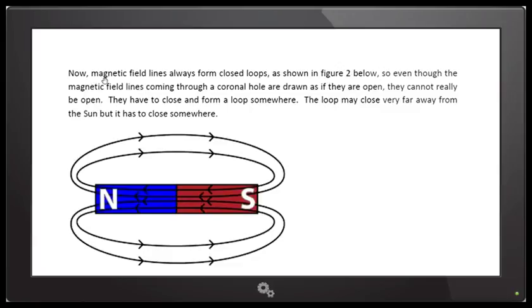Now it states that magnetic field lines always form a closed loop, as shown in figure 2 below. So even though the magnetic field lines coming through a coronal hole are drawn as if they are open, they cannot really be open. They have to close and form a loop somewhere. The loop may close very far away from the sun, but it has to close somewhere.